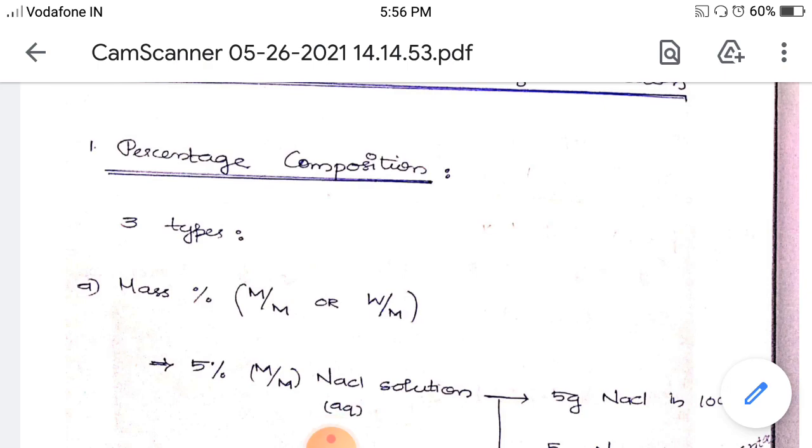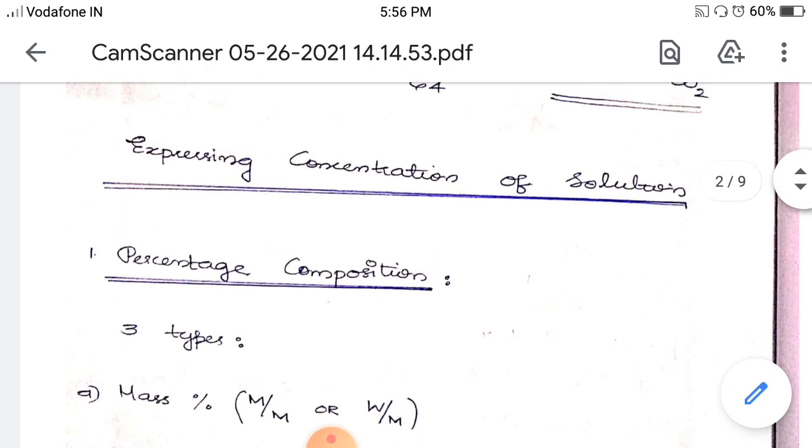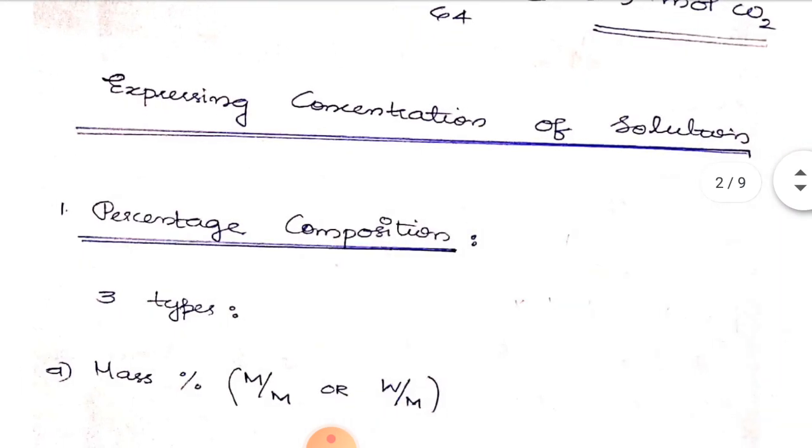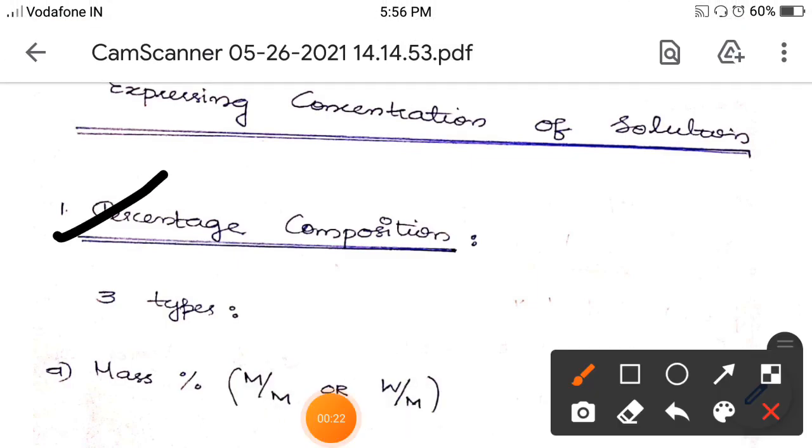Today's topic is expressing concentration of solution. There are different methods for expressing the concentration. The first method is percentage composition, the second is mole fraction, the third is molarity, the fourth is molality, and the fifth is normality.